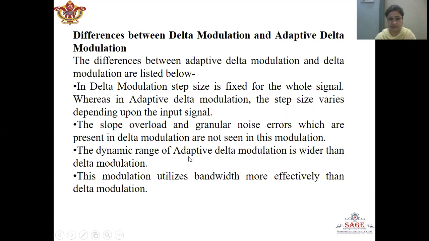Now, the difference between delta modulation and adaptive delta modulation. In delta modulation, step size is fixed for the whole signal, which I have already discussed in my previous lectures. Whereas in adaptive delta modulation, the step size varies depending upon the input signal. The slope overload and granular noise occur in delta modulation, whereas these errors are removed in adaptive delta modulation. The dynamic range of adaptive delta modulation is wider than delta modulation. The adaptive delta modulation utilizes bandwidth more effectively than the delta modulation system.